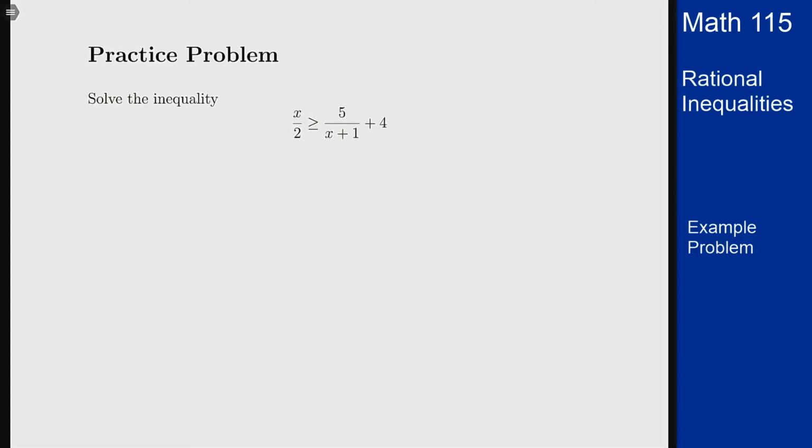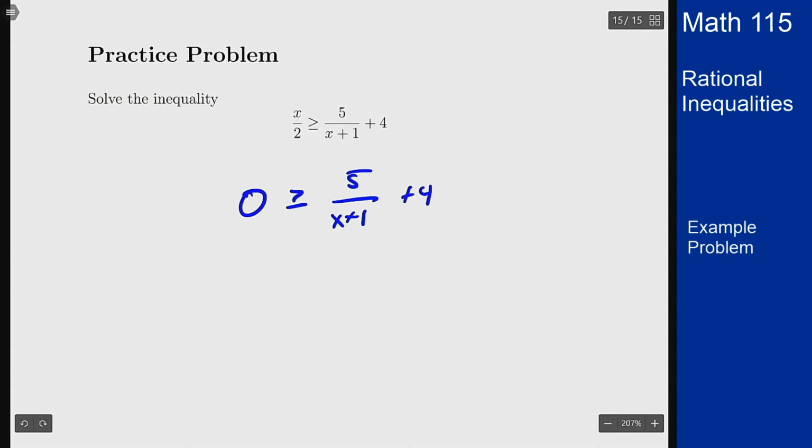In this example, we want to solve the rational inequality x over 2 is greater than or equal to 5 over x plus 1 plus 4. So our first step here is to get 0 on one side of the inequality, and we'll do that by subtracting x over 2 from both sides to give 0 bigger or equal to 5 over x plus 1 plus 4 minus x over 2. So to combine this into a single fraction, you need to find a common denominator.